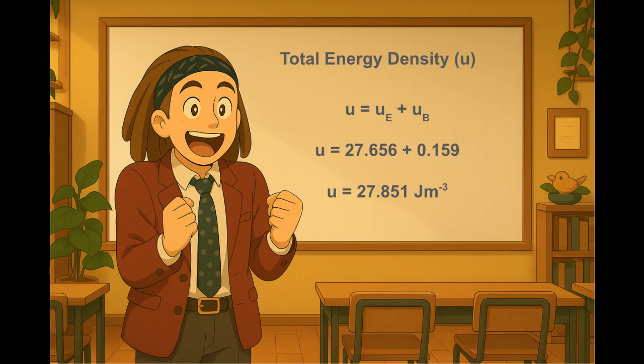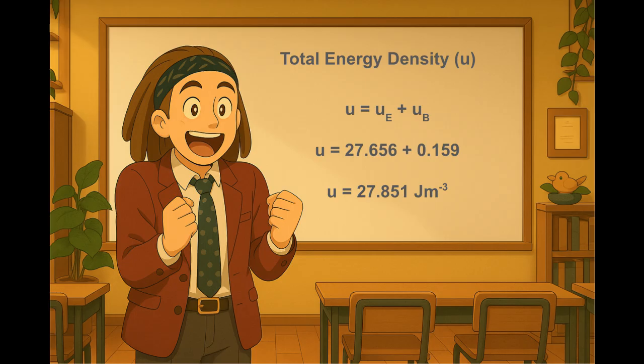For the electric field energy density, UE equals 0.5 multiplied by 8.85 times 10 to the power of minus 12 farads per meter, multiplied by 2.5 times 10 to the power of 6 newtons per coulomb squared. This calculation gives us UE approximately equal to 27.656 joules per cubic meter.